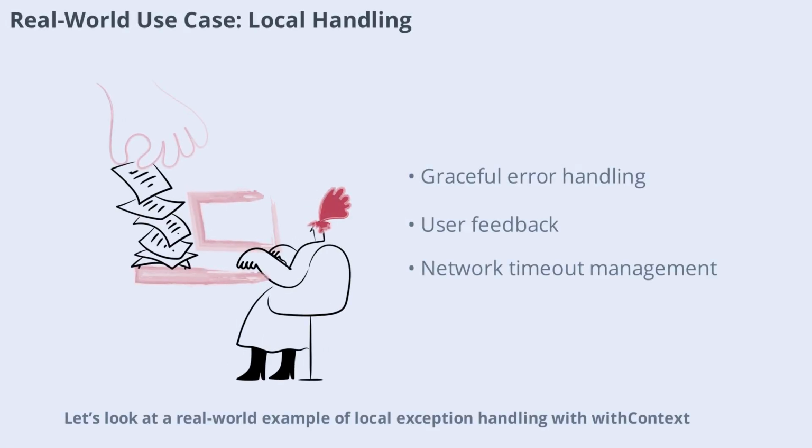Let's look at a real-world example of local exception handling with withContext. Suppose you're fetching user data from a server. You can wrap the network call in a try-catch block within withContext, Dispatchers.Default, catching exceptions like network timeouts and displaying an error message to the user. This approach ensures that errors are handled gracefully and users are informed of any issues.